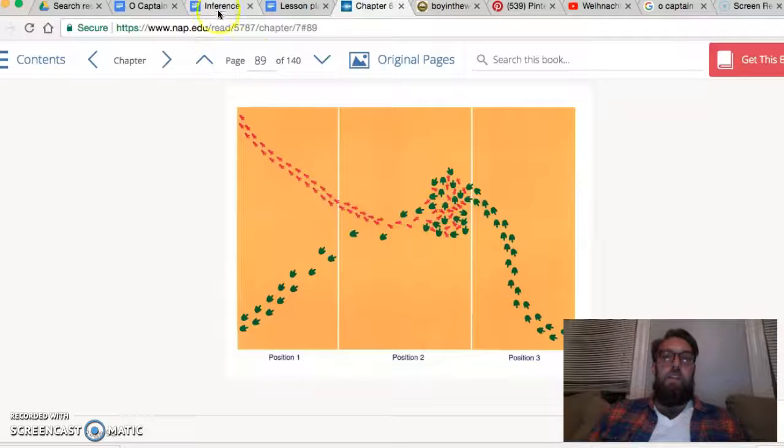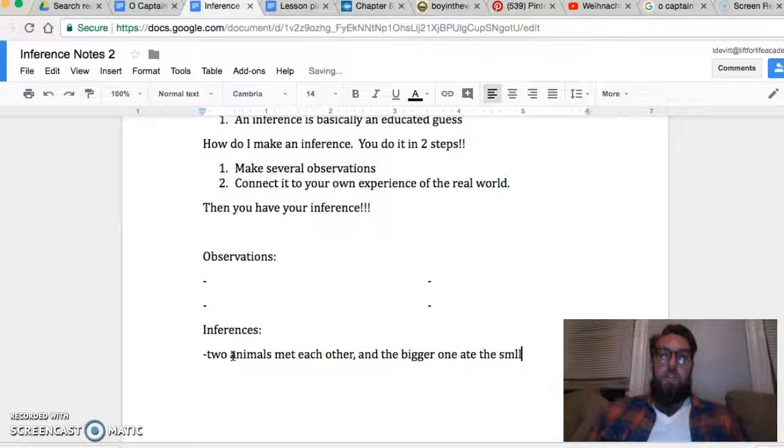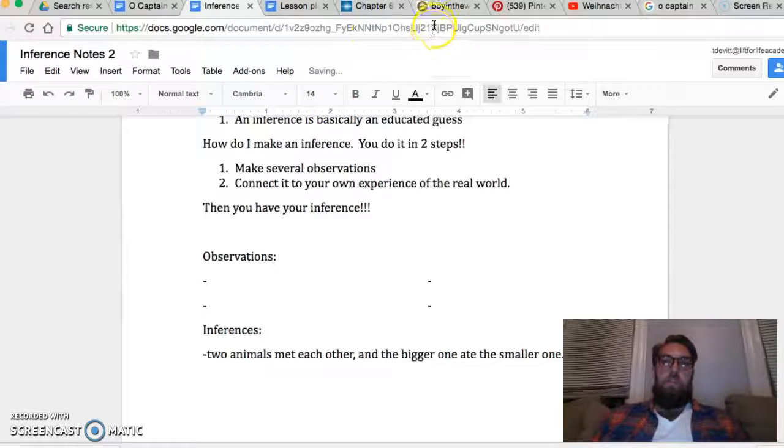So what is my inference? I'm going to infer that two animals came across each other, got in a fight, and the bigger one ate the smaller one. That's my inference. Two animals met each other, and the bigger one ate the smaller one. So that's my inference.